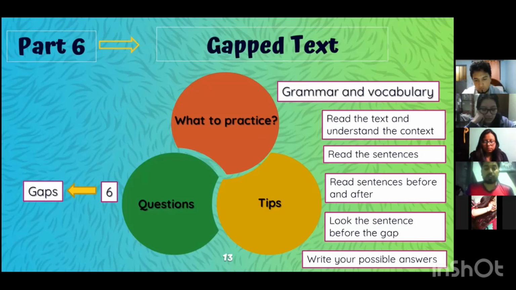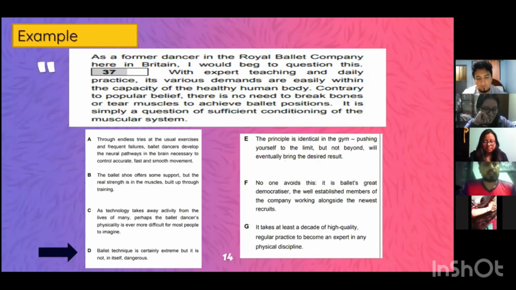Then we have to read the text again and check the possible answers. Next. Here we have an example. As you can see, the whole text. Here we have to find the statement 37, and according to the text and the context, the possible answer is letter D. Next, please.